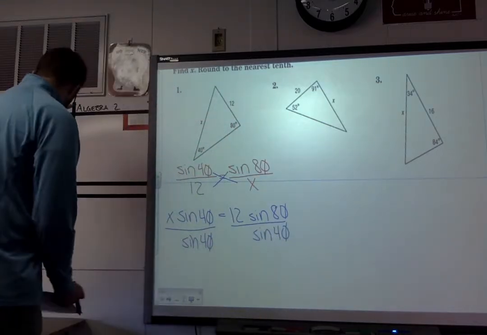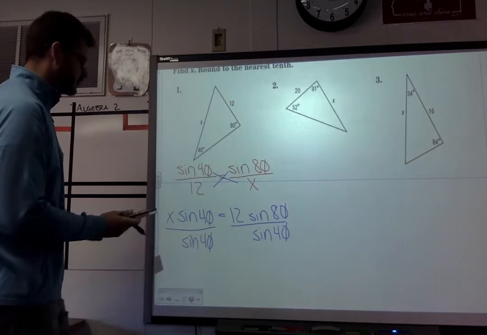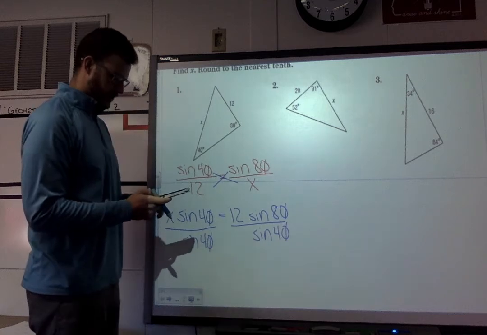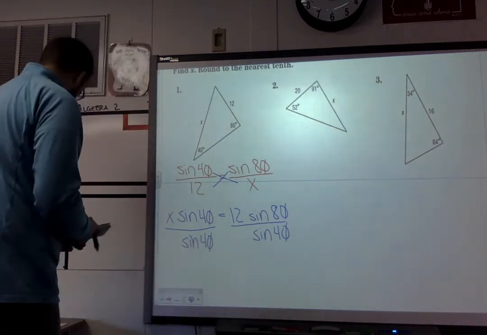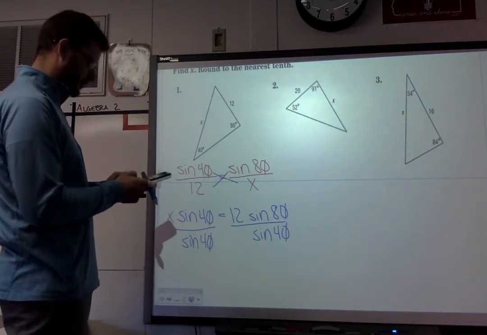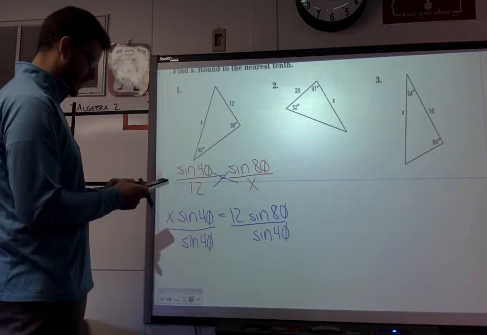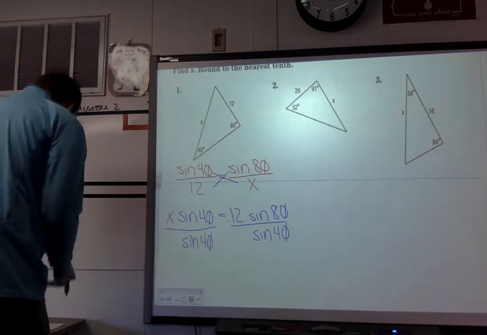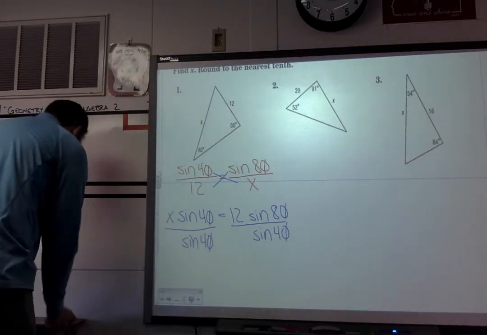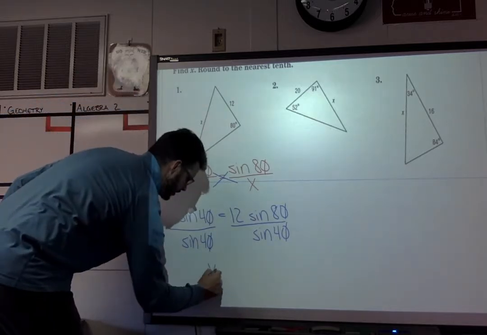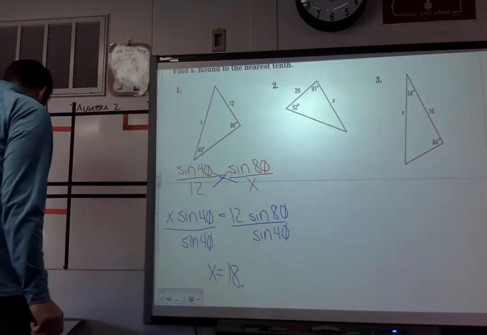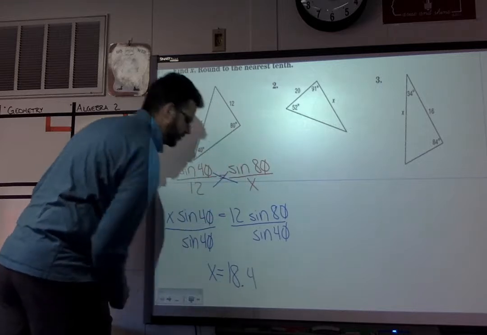So then on our calculator here, we're going to go 12 times the sine of 80, and we're going to divide that by, whoops, sorry, not by 40, by the sine of 40. So again, 12 times the sine of 80 divided by the sine of 40. And this tells us in the instructions to round to the nearest tenth. So we would say that x equals 18.38. So to the nearest tenth, that would round to 18.4.